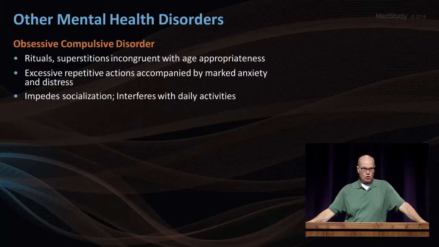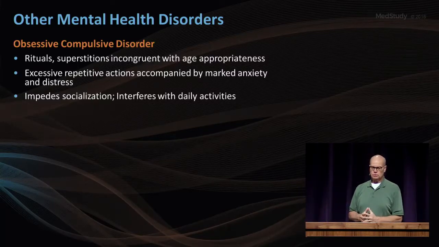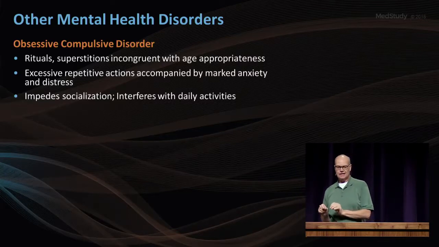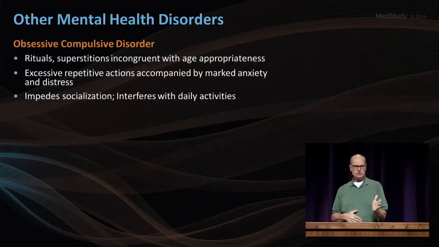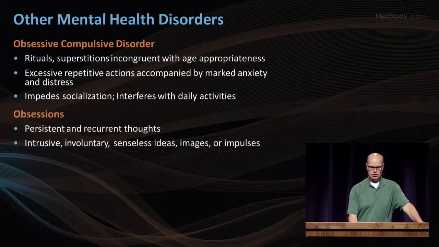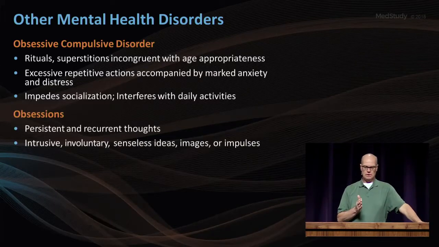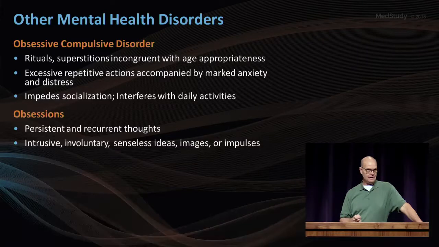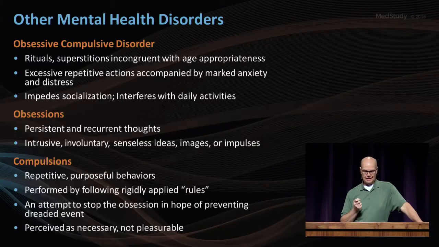Now, obsessive compulsive disorder includes rituals and superstitions that are incongruent with age appropriateness. These oftentimes interfere with school, interfere with friendships, and the like. And you should know the difference between obsessions and compulsions. Obsessions are persistent and recurrent thoughts, which are intrusive and involuntary. What if this happens? What am I going to do if? Whereas compulsions are actions and purposeful behaviors in an attempt to stop the obsession.